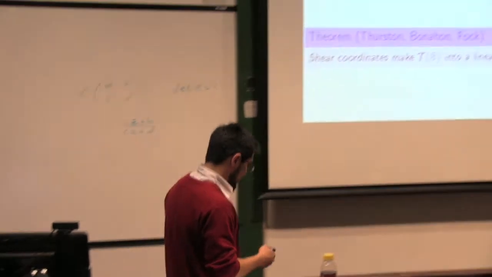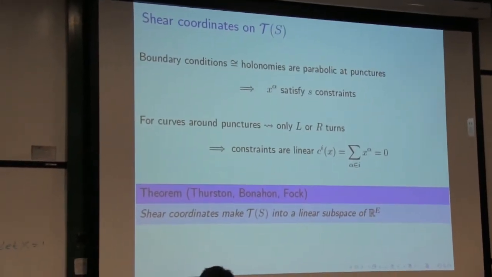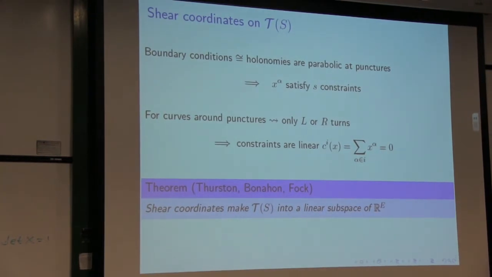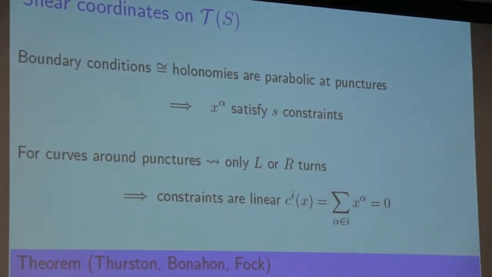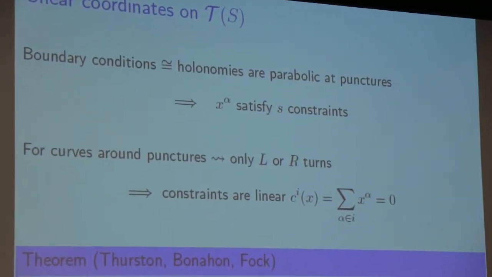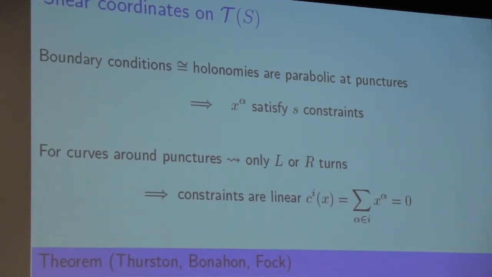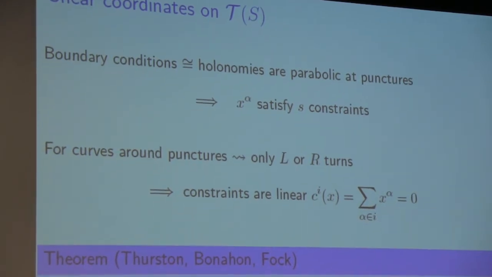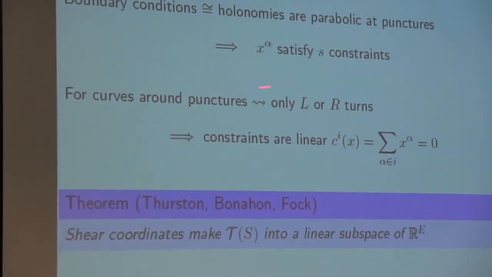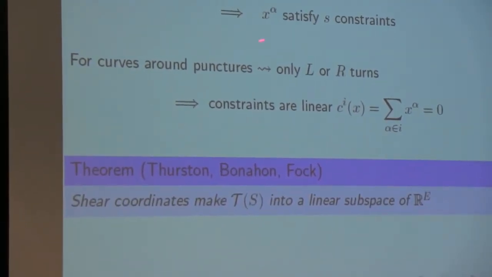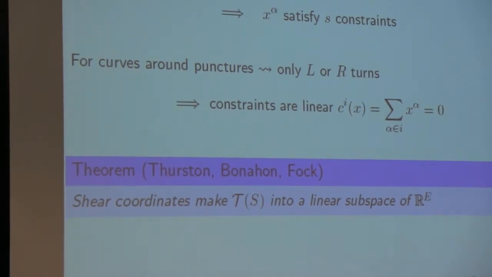Okay, so what happens then is that we have a parametrization of Teichmüller space, of any hyperbolic metric, in terms of E real numbers, where E is the number of edges of the ideal triangulation. But of course, since we introduce boundary conditions at the punctures, the holonomies around the punctures cannot be arbitrary. The fact that we fix the geodesic lengths around the punctures to be zero imposes that the holonomies are parabolic elements of PSL2R. And this means that for each of the punctures, we'll have a constraint. So we get S constraints satisfied by these coordinates.